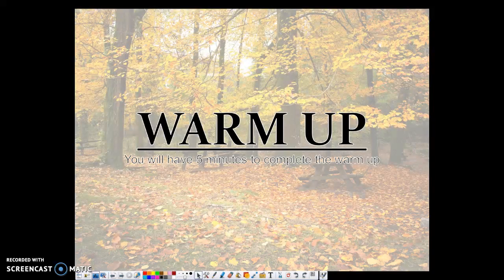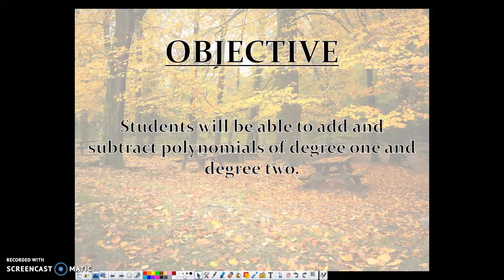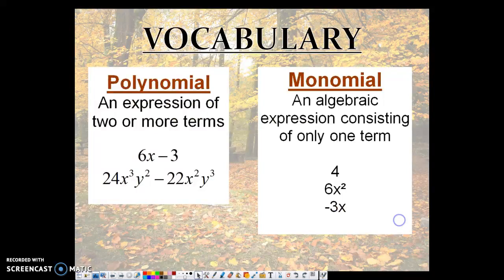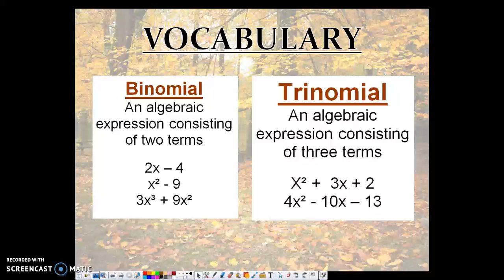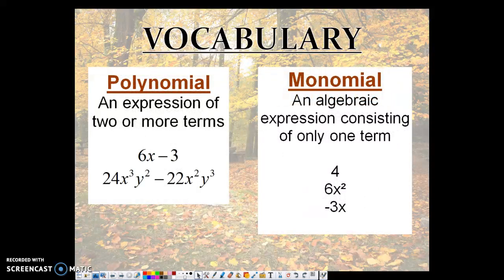We're starting something new today, but it's not hard. Students will be able to add and subtract polynomials of degree 1 and degree 2. So a polynomial, let me go back there. A polynomial is an expression of two or more terms.